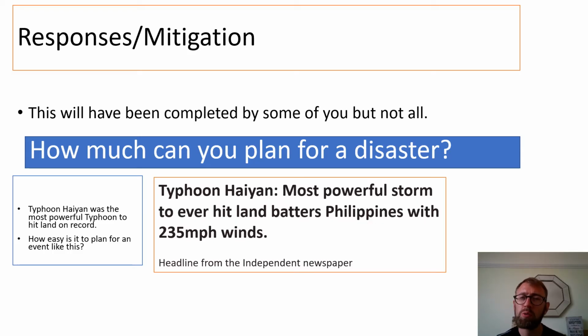Now, Typhoon Haiyan was one of the most powerful storms ever to hit land. How much can the government plan for that if they don't know actually how strong it's going to be? Now, there was a lot of criticism of the government for this because some people thought that it wasn't going to be as bad as it was. They get tropical storms quite a lot in the Philippines. So when they went around and told people to evacuate and things like that, people didn't take them seriously enough.